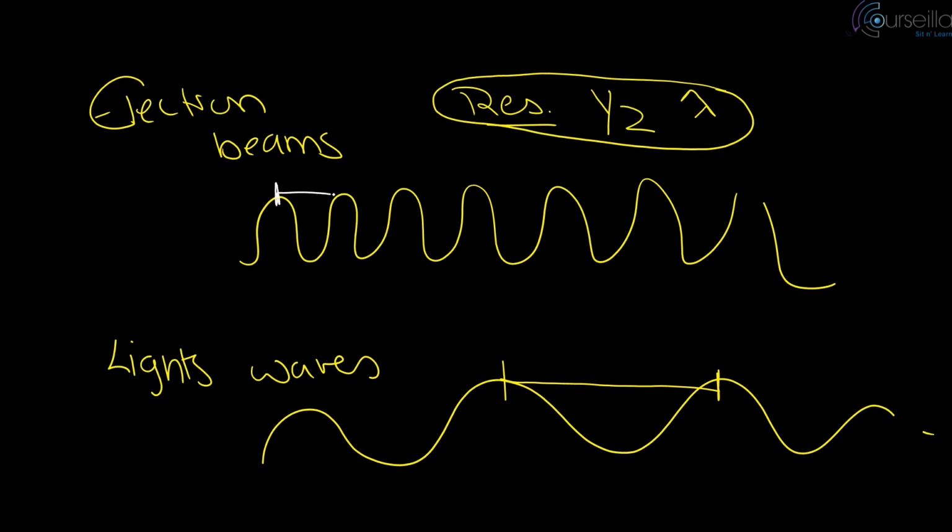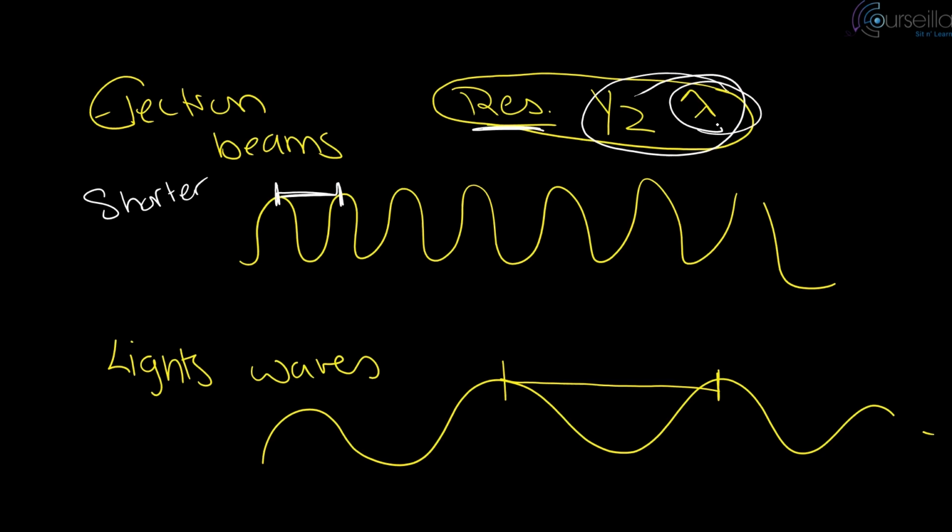This is the wavelength of an electron beam, which is obviously shorter than that of a light wave, and it is of a higher frequency. If the resolution is half the wavelength, what is the wavelength of the electron beam, and what is the resolution of an electron microscope? Who knows the numbers?